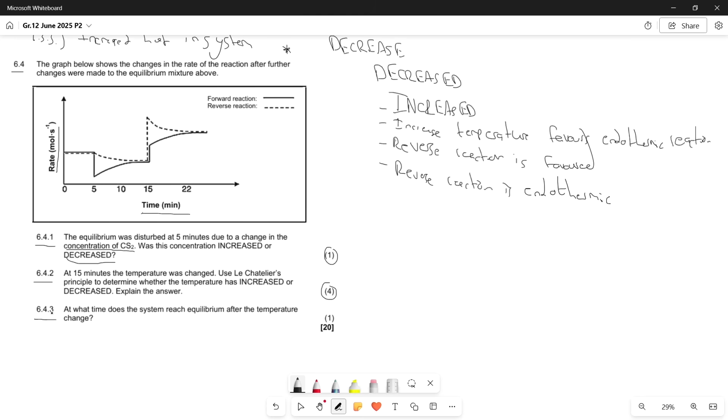And then last question, 6.4.3, and it says, at what time does the system reach equilibrium after the temperature change? So when do these guys flatten off after this temperature change at the 15-minute mark? And as we can see here, it is at the 22-minute mark. Sometimes on the memo there will be leeway, but they have given us different increments, so we can see that they have then flattened off. The rate of the forward reaction equals the rate of the reverse reaction, and that is exactly what chemical equilibrium is, which means that they are now the same at the 22-minute mark. So we can just go ahead and write 22 minutes, and that'll earn us 1 mark over there, and 20 marks for this whole section.